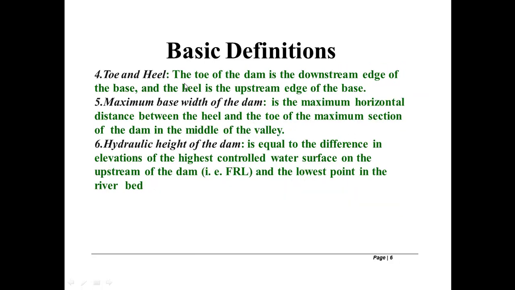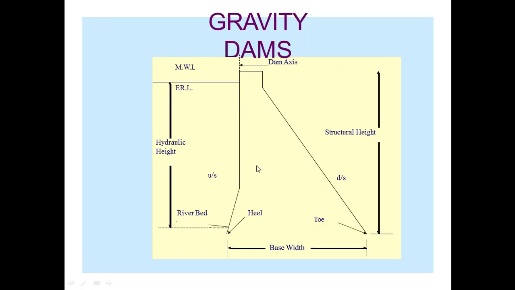Next is toe and heel. The toe of the dam is the downstream edge of the base, while the heel is the upstream edge of the base. This is the heel, the upstream edge of the base, or the contact point of the dam on the upstream side, while the contact point of the dam on the downstream side is known as the toe.